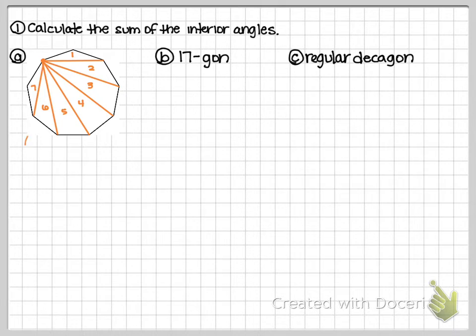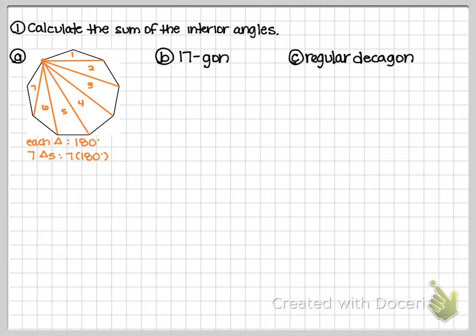Now, if we know that each triangle is going to give us 180 degrees total, and we have 7 triangles, then we're going to do 7 times 180 to get the sum of them. Now, there's another way to come up with how many triangles we're going to have. It's based off of the number of sides that your polygon has.